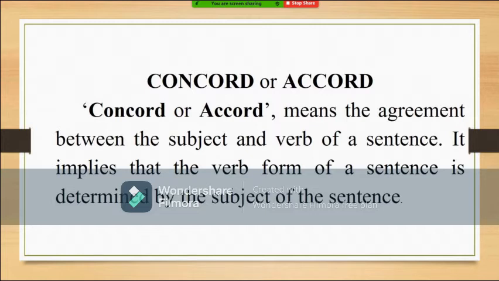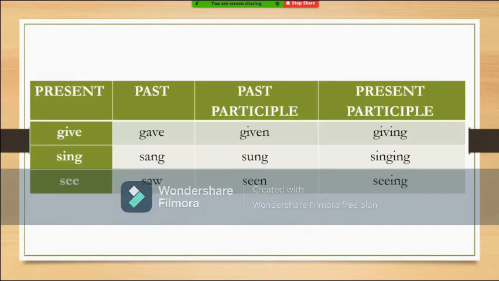Now, let us see. There are 12 tenses and each verb in English has four forms. Every verb has four forms. They are present form, past form, past participle form and present participle form. Every verb has four forms.